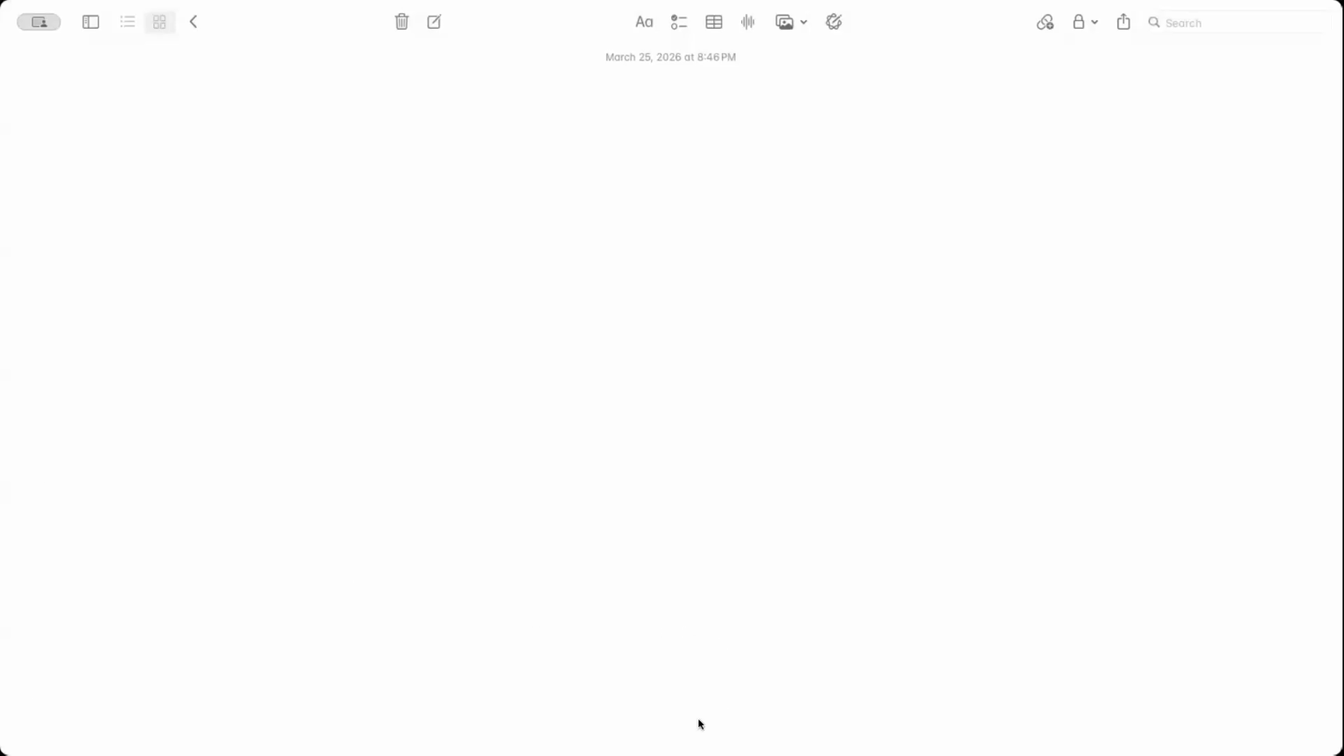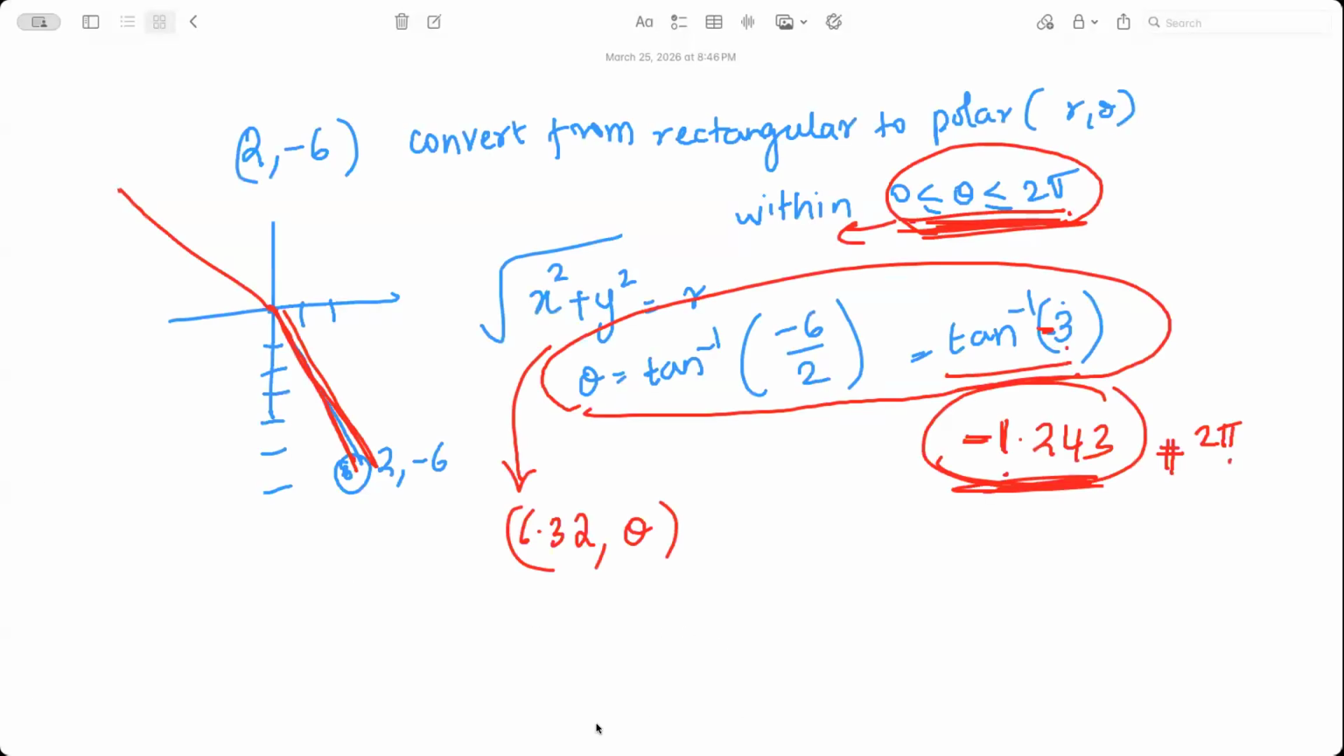What do you mean by that? Hold on. What is your question? If you keep adding 2 pi to negative 1.24, wouldn't it not be in that quadrant then?